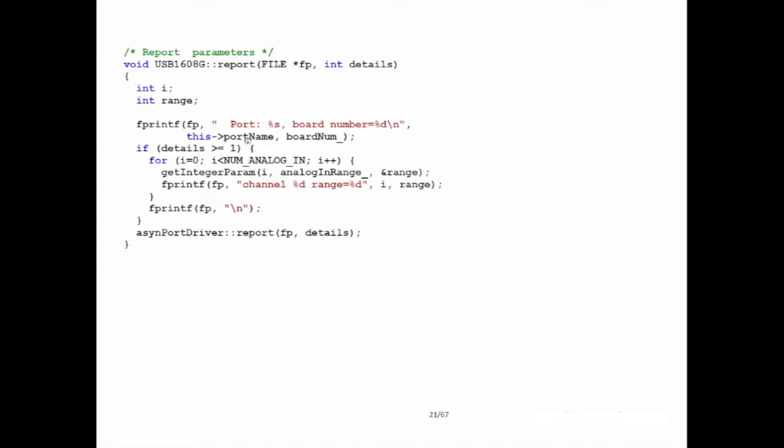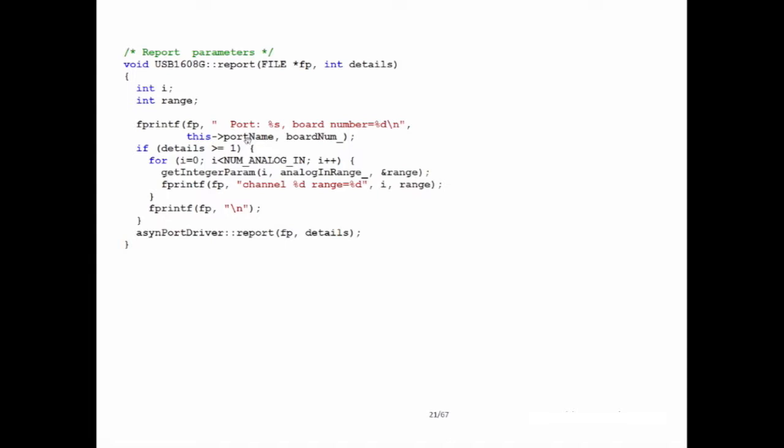So we come in and we say, fprintf to this file pointer, the name of the port and the name of the board number. And by default, that's all you get. If the details are greater than 1, then for the analog inputs, I'm looping and calling from the parameter library, getting the range of that input and printing out, channel 0, range is such and such.